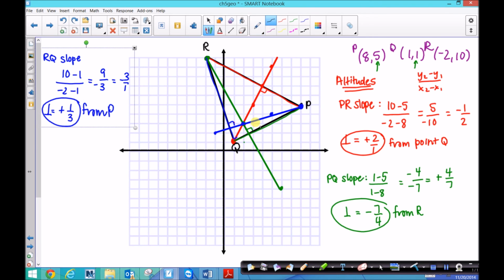And now we can find the orthocenter, which is this point in the middle. So our orthocenter is going to be the point 1, 2, 1, 2, 3. So the point 2, 3. And that's it.